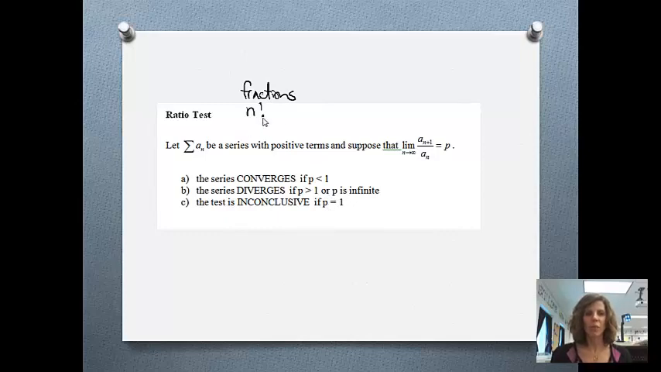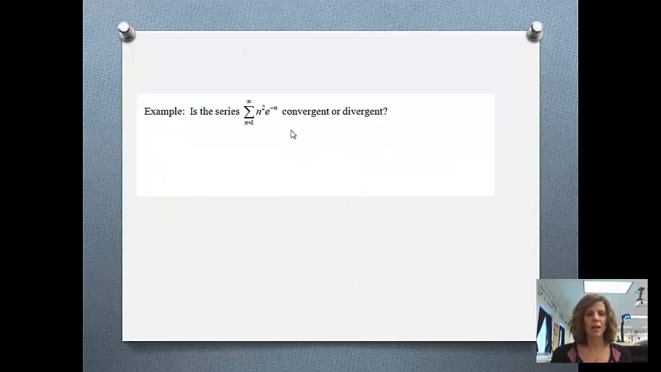Alrighty, one thing I do want to remind you of when we have factorials, remember factorial, like if it's 5 factorial, that just means 5 times 4 times 3 times 2 times 1. So if you see a factorial, that's at least what it will be. So let's go ahead and dive into an example.